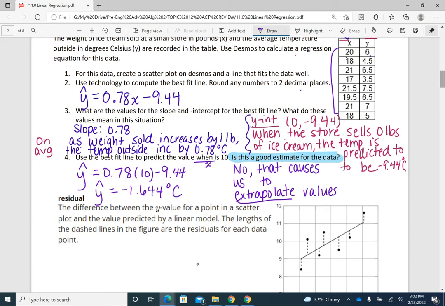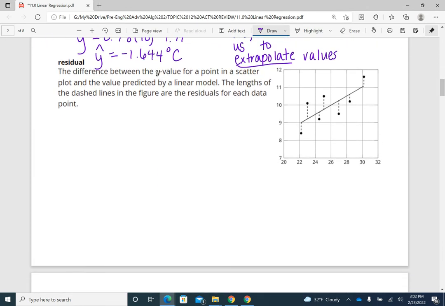All right, moving on. Now let's talk about something called a residual. A residual is the difference between the y value on the actual scatter plot and the predicted value by the linear model. And so we can think of this as the residual equals the actual value we observed minus the predicted value.